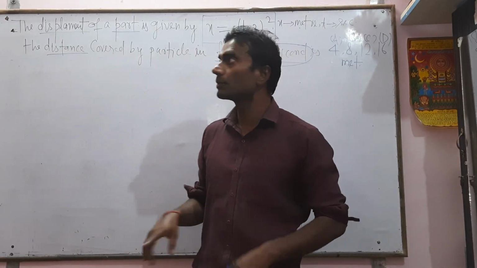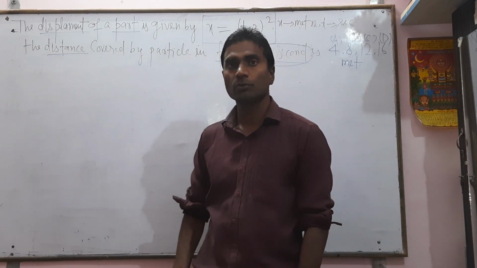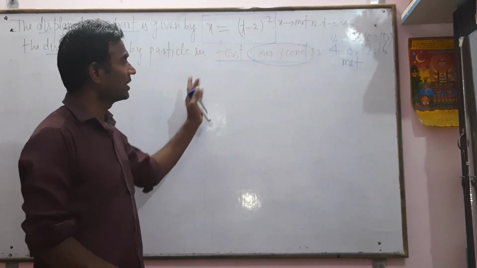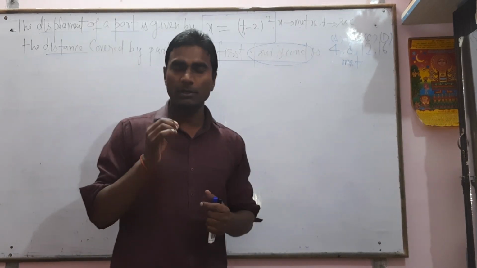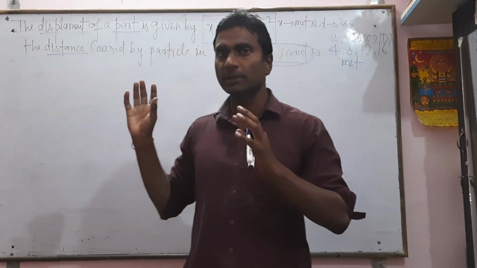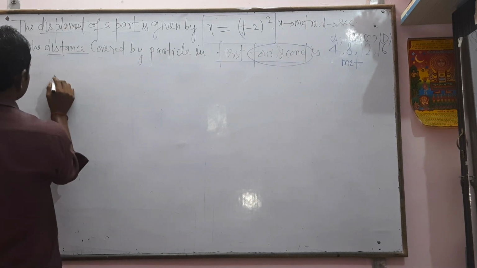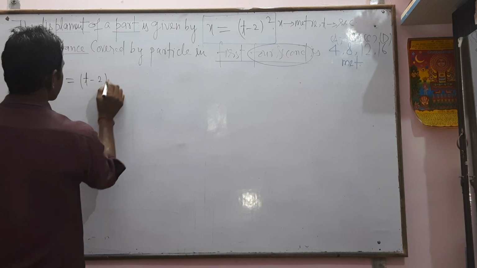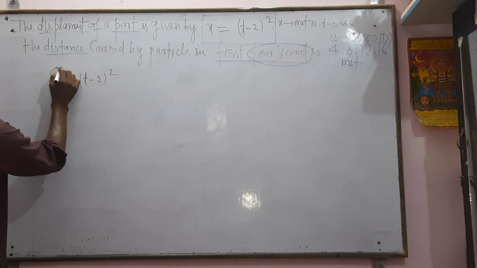And the equation is given. The equation says that the displacement of a particle is x equals (t minus 2) raised to 2. This is the displacement, but we need the distance. So this problem can be solved by the graph method. We are solving by the graph method. So x equals (t minus 2) raised to 2. This is the displacement.